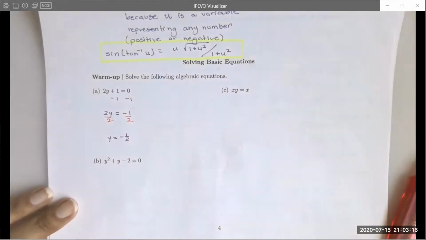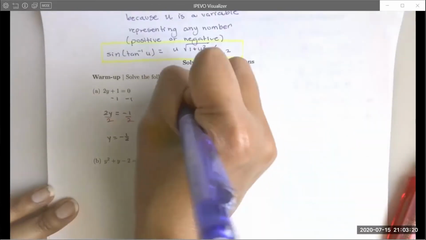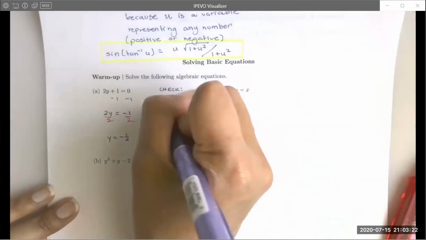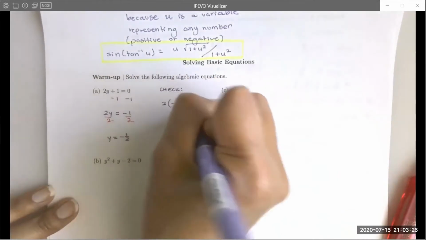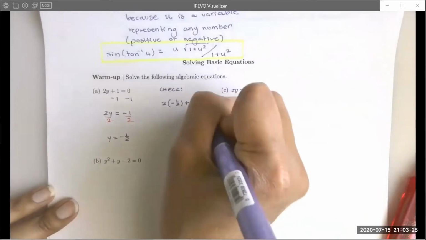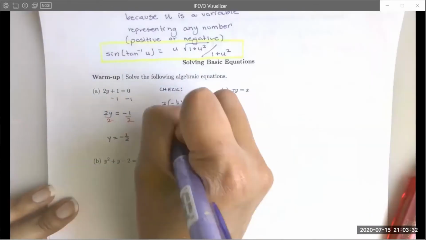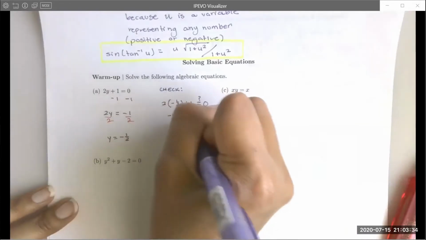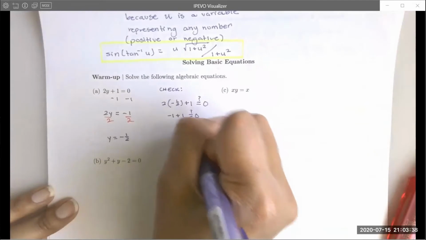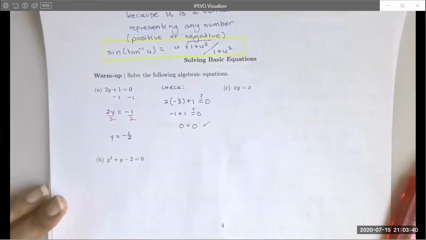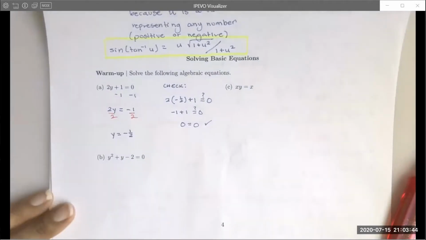If I want to check that my solution is correct, I would simply take that result and plug it back into the equation. So if we do 2 times -1/2 plus 1, we would want to check whether or not it gives us a 0. So 2 times -1/2 is -1, plus 1. Does that equal 0? Well, yes, -1 plus 1 is 0, so that checks out. It's a true statement. That means that our answer here is correct.